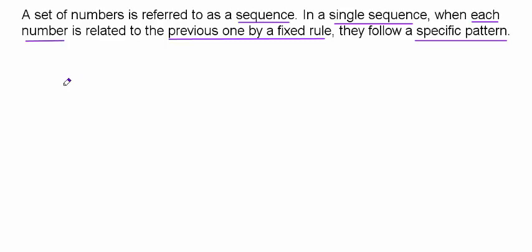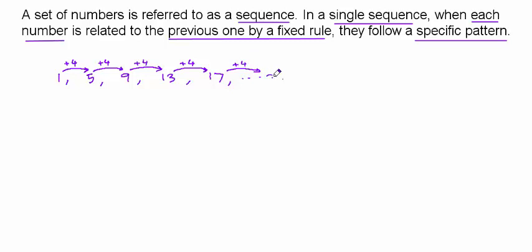Let's say we have a set of numbers 1, 5, 9, 13, 17 and so on. Now if you look at any number in the set, for example, let's start with 5, it's exactly 4 more than the previous number. So if you add 4 to the previous number, you get 5. In the same way, if you add 4 to 5, you get the next number, which is 9, and this specific pattern continues. 13 plus 4 is 17 and so on. So the next number in the sequence, even though I have not written it down, you know it's going to be 21.